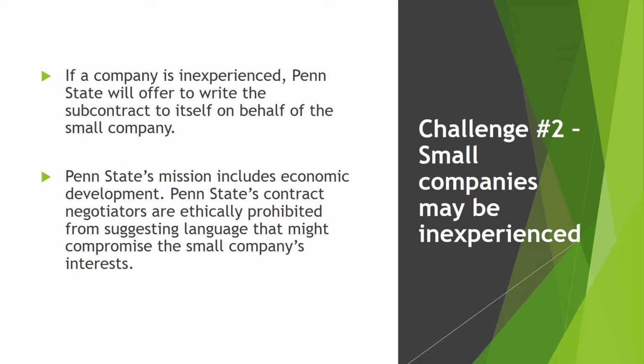The thing that we do to help, the second issue here, is if a company is inexperienced, Penn State will try to help you as much as you're willing to let us help you. You can send to us, as a small company, a copy of the agreement that you received from the federal government, and we will read it, and we will try to write a subcontract from you, the small company, to ourselves at Penn State.